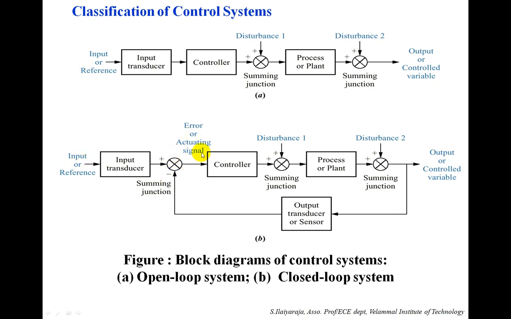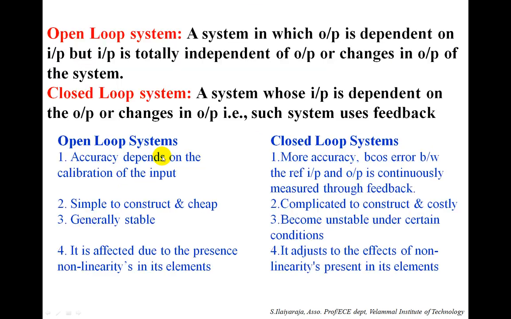So error signal is the actuating signal given to the controller, and the controller will start work on the error till the output reaches the desired one. So these are the two basic classifications in control systems: open loop and closed loop system.